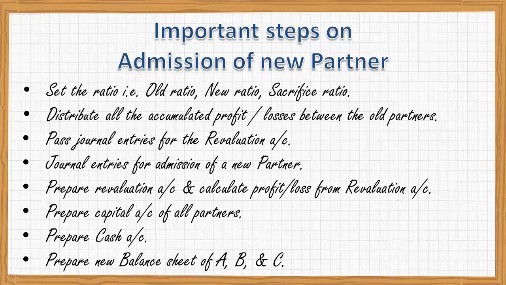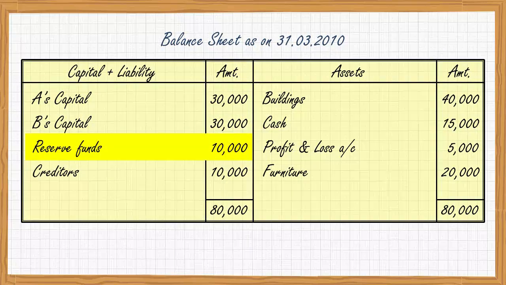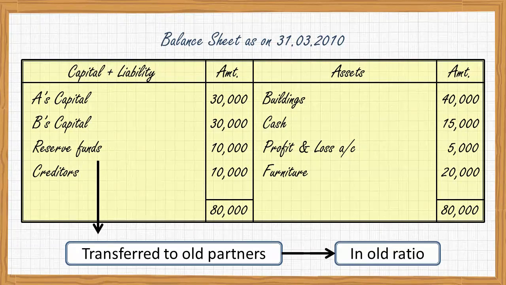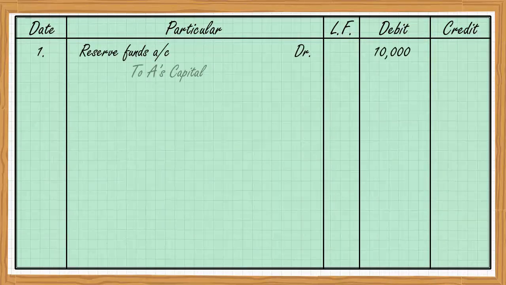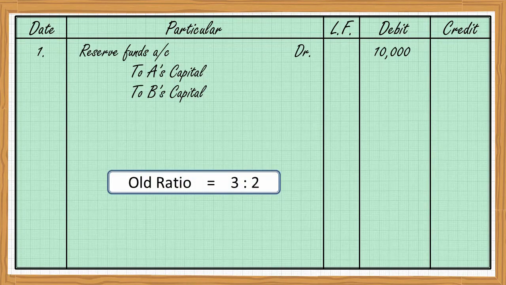First of all, distribute all the accumulated profits. And on liability side, we find there is reserve fund of rupees 10,000. So we have to transfer this balance, I mean to say the amount of reserve fund, to the old partners. And whenever there is involvement of old partners, no need to say, old ratio will be utilized. So reserve fund account debit 10,000 rupees to A's capital to B's capital, and the old ratio was 3:2. So the amount will be 6,000 and 4,000 rupees.